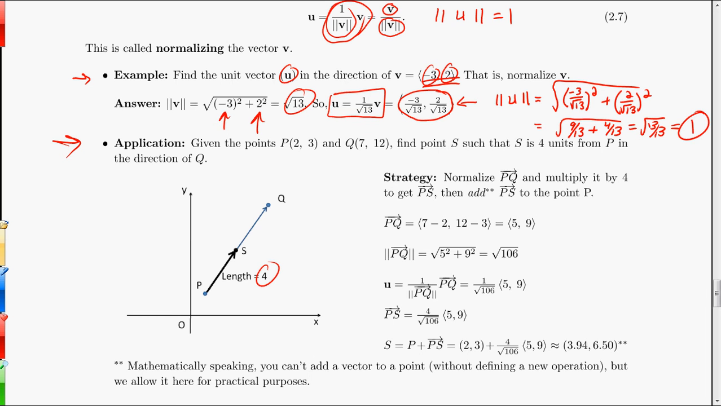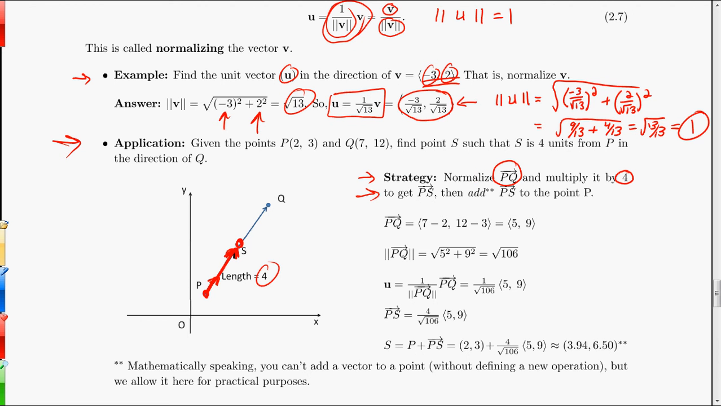So here's the strategy. I'm going to normalize PQ, so that it has length 1. Then I'll multiply it by 4, and that'll give me PS. And then I just take my point P, add the vector PS, and that'll terminate at S. All right? So that's what this is.